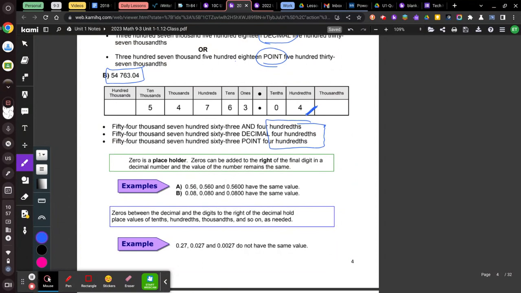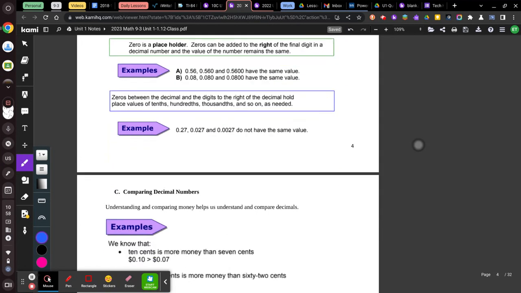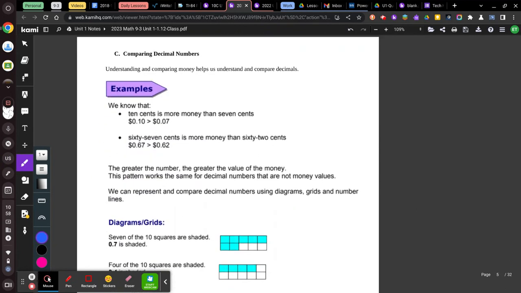Zeros are placeholders. So if we have no tenths, this is saying we have no dimes. That's what this means. If you have no number there, that's no dimes. So you have to put a placeholder there. If you've got pennies but no dimes, you need to put a placeholder. And zeros are placeholders. Okay, turn your page, please.